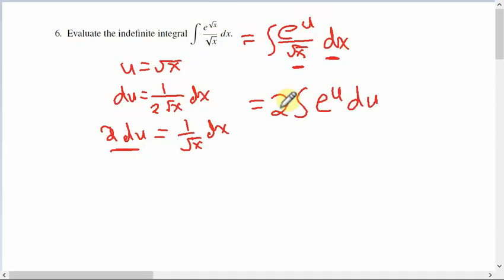And you can do that as long as it's only a constant. If there was a variable that I would need, then I'd have to go try to solve for that or something. Okay, so anyway, integrating this now, that's really easy. That's just e to the u. And putting my u back in this last step, it's 2e to the square root of x.